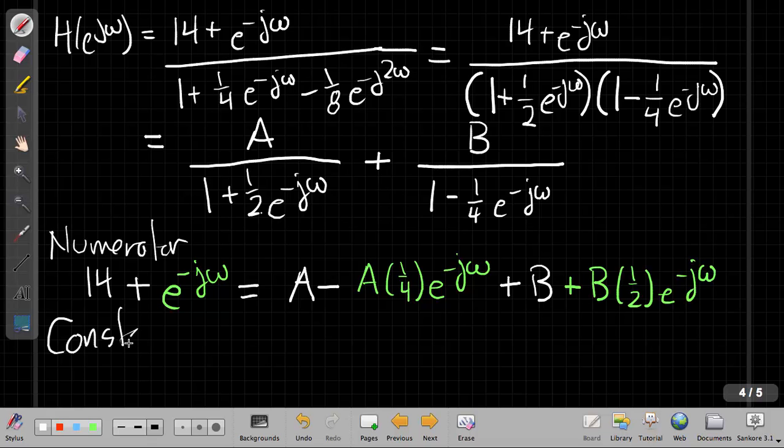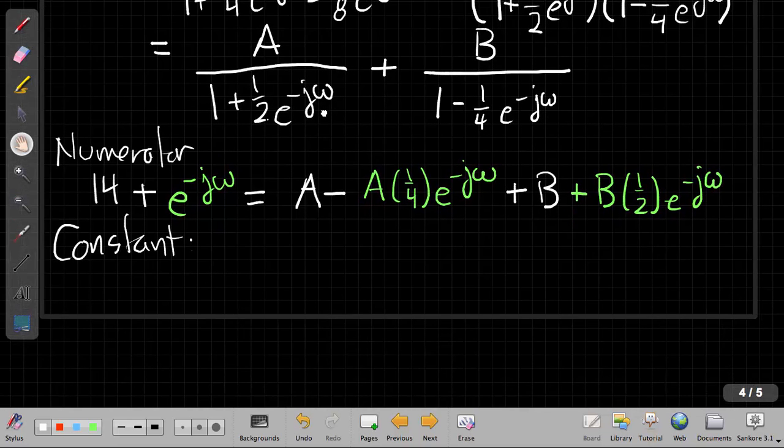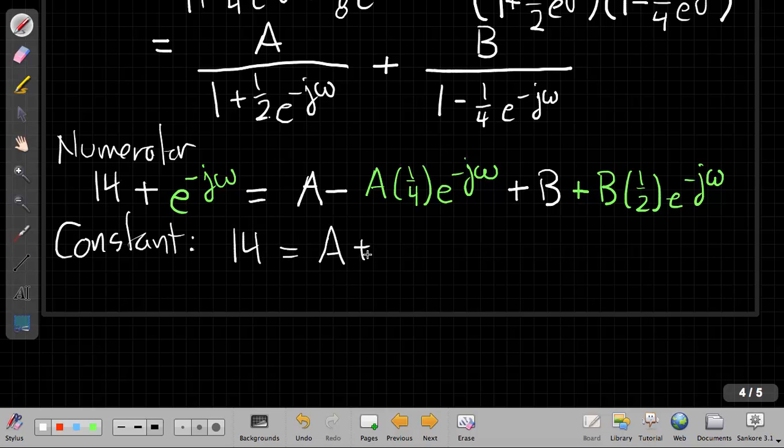So again, for the constant term, what I end up with here is 14 is equal to a plus b. Right? So I'm just going across saying the constant terms in this equation give me this equation.